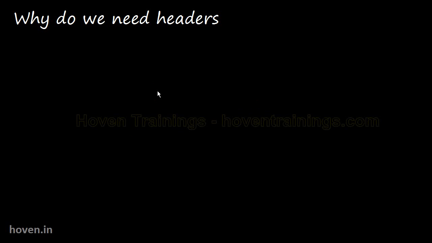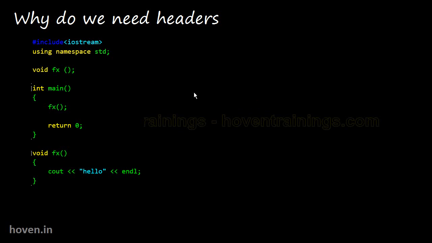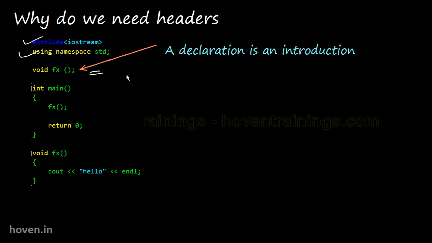So first, let us understand why header files are required. This is a simple program. The include directive, the using namespace std, function. This is a function declaration. A declaration is an introduction of a function. It tells the compiler that a function with the name fx and parameters exists. It is the job of the linker to locate its definition.